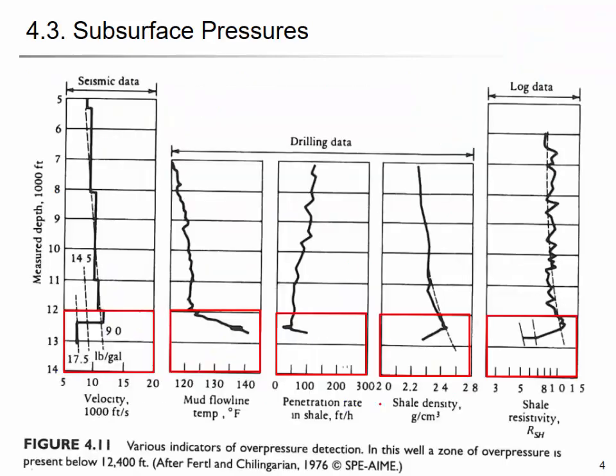So let's look at the example here. This is the velocity, the P velocity. As depth increases, as you go deeper, it is generally normal that you have an increase in velocity. But in this boxed area, the red box, you have a sudden decrease in velocity. There's a reversal of the trend. And what is here? The mud flow line temperature, the temperature of the mud. This is the temperature in the borehole during drilling, and you have a rapid increase in temperature.